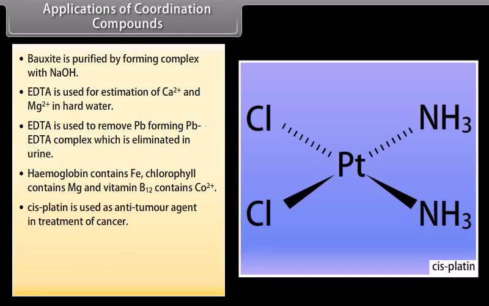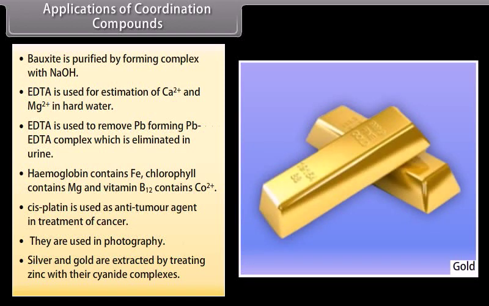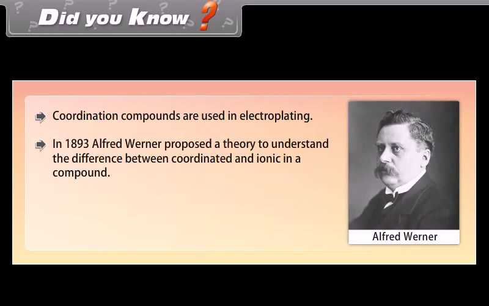Cisplatin is used as an anti-tumor agent in treatment of cancer. They are used in photography. Silver and gold are extracted by treating zinc with their cyanide complexes. Did you know? Coordination compounds are used in electroplating. In 1893, Alfred Werner proposed a theory to understand the difference between coordinated and ionic groups in a compound.